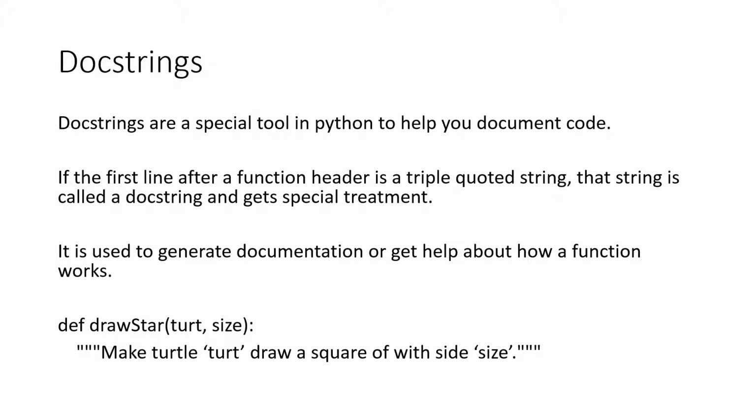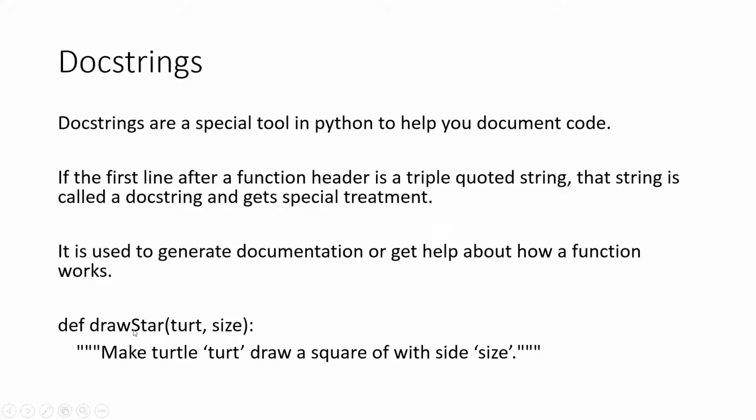Docstrings are another thing I want to talk about today. Docstrings are a special tool in Python to help document your code. If the first line after a function header is a triple quoted string, that string is called a docstring and gets special treatment. It is used to generate documentation or get help about how a function works.